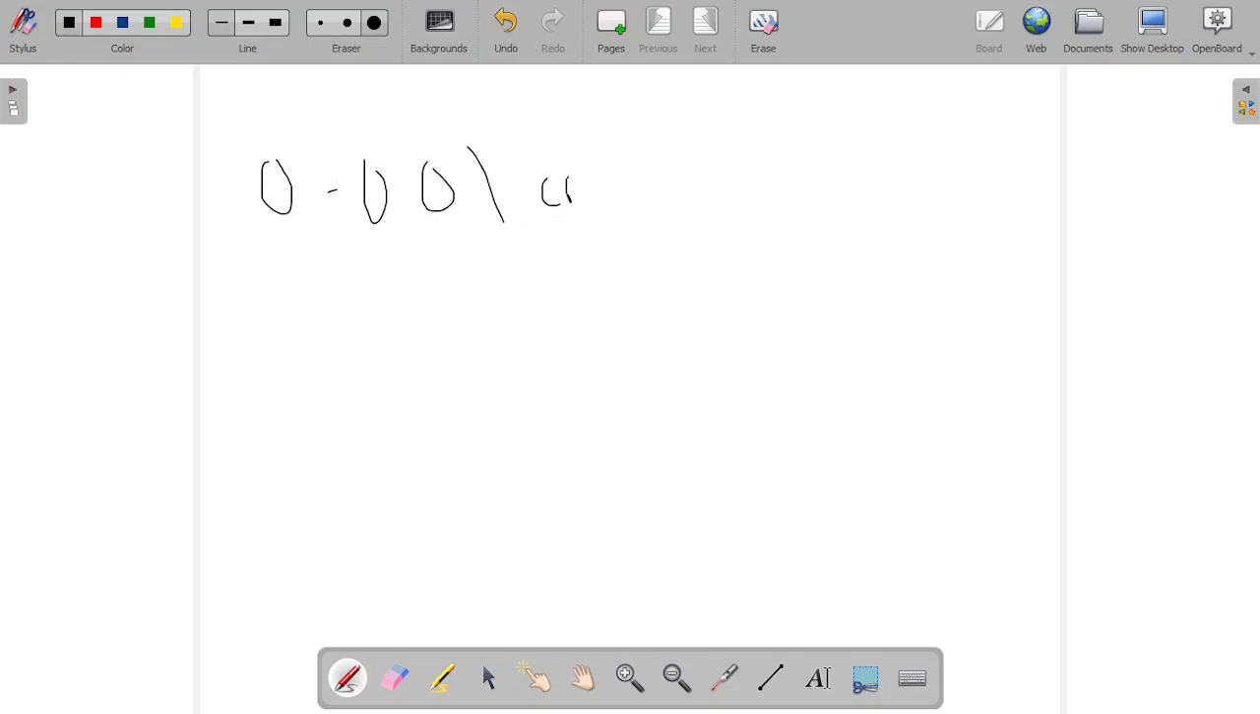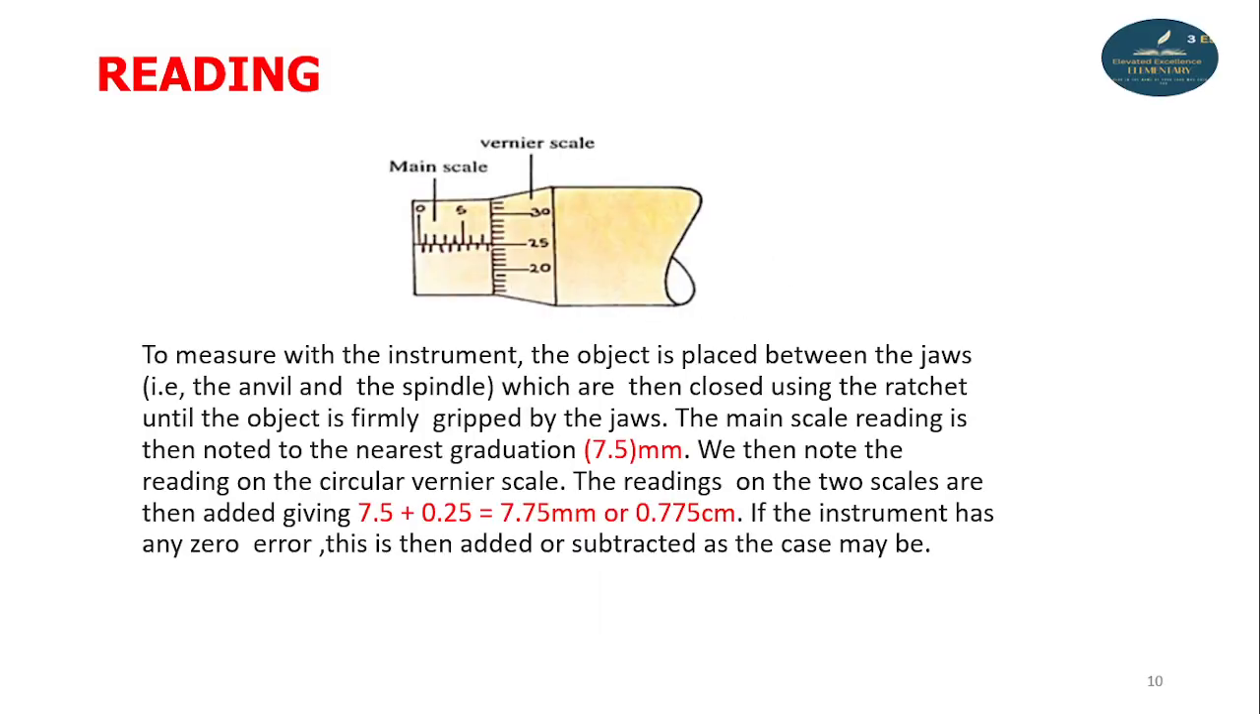0.001 centimeters or 0.01 millimeters. So now we note the reading on the circular vernier scale. The readings on the two scales are then added, giving 7.5 plus 0. So we have 25 here.